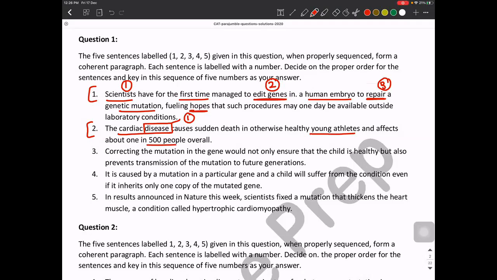Now this disease, what this disease does, actually, they are mentioning that in the second option, which is not at all related with the very first option. Let's check out the third option now.